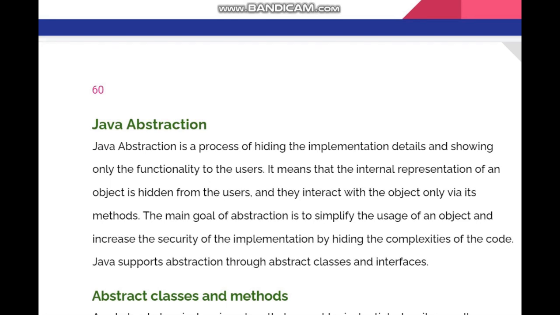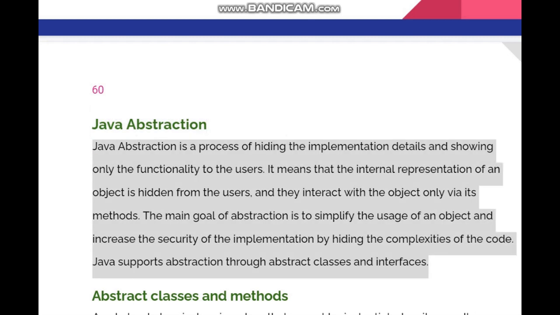Java abstraction is a process of hiding the implementation details and showing only the functionality to the users. It means that the internal representation of an object is hidden from the users, and they interact with the object only via its methods. The main goal of abstraction is to simplify the usage of an object and increase the security of the implementation by hiding the complexities of the code. Java supports abstraction through abstract classes and interfaces.